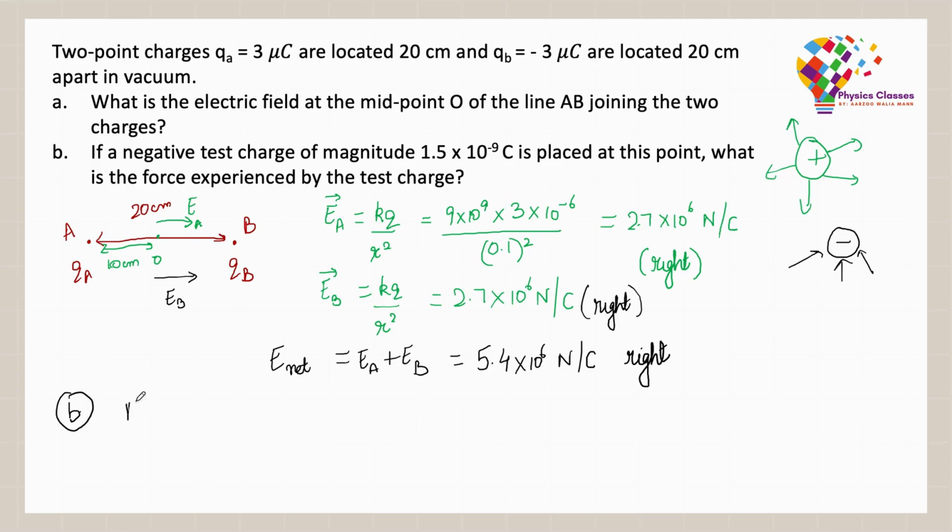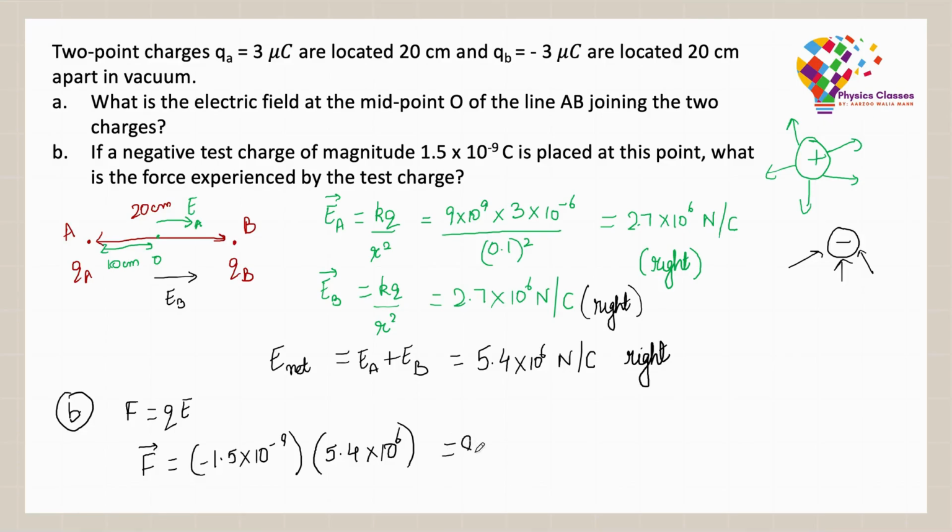This is all about the A part. Now for the B part. In the B part, I am supposed to find out the force. Now I know that the force and the electric field are related to one another. Force is Q times E. So the charge value that they gave us over here is 1.5. It's a negative test charge, okay? So I can also write it as negative 1.5 into 10 to the power minus 9. This is already in coulombs, times the electric field, which I have found out to be 5.4 into 10 to the power 6.